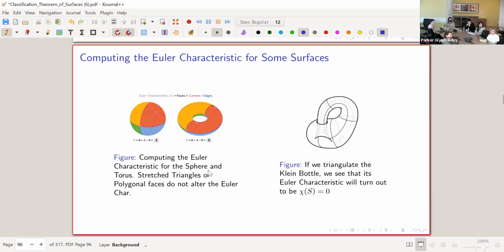And here's a triangulation of the Klein Bottle. Again, it's done in the same way as the torus for convenience. And if you count up all the vertices and the edges and the faces, it will work out to 0. So you can do that for yourself as an exercise.